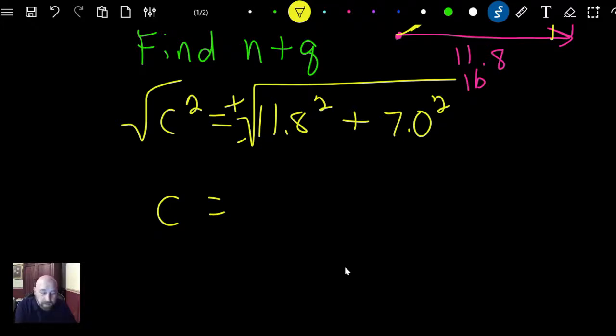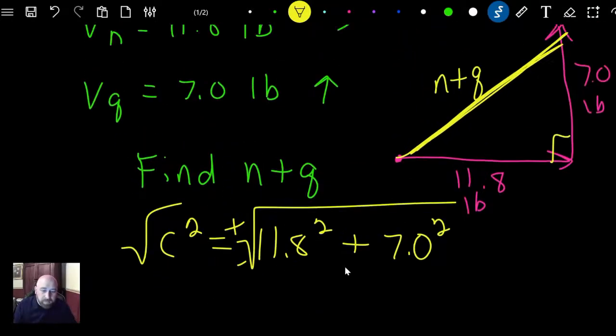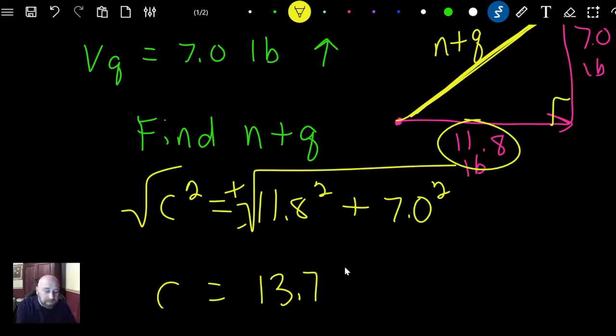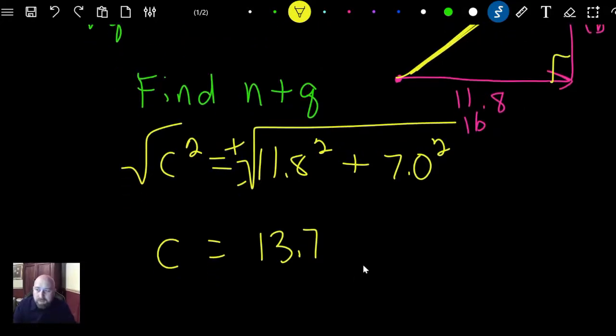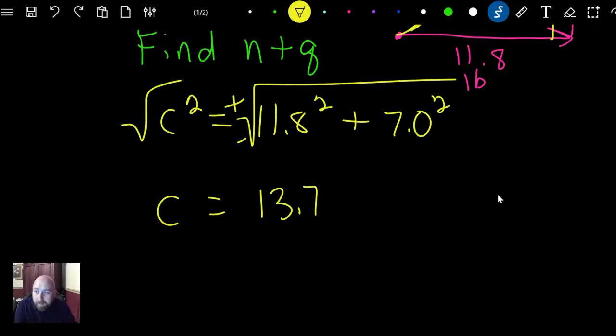So really you only need the positive. So when you do that, you get 13.7, which if you're going to the same amount of significant figures, I would leave it right there. For some reason, the book puts it at 14. I don't see where it asks you to put it into whole units. So I would put it there, and that would be pounds, right?